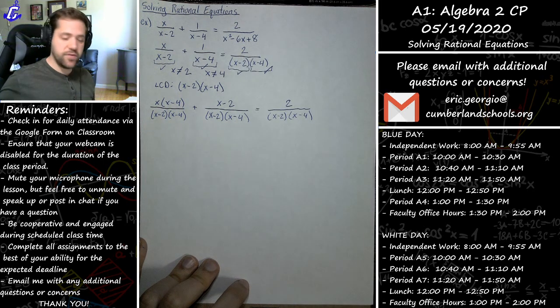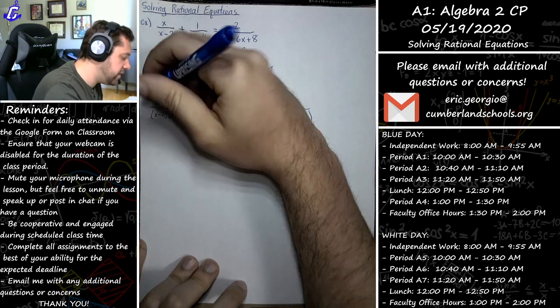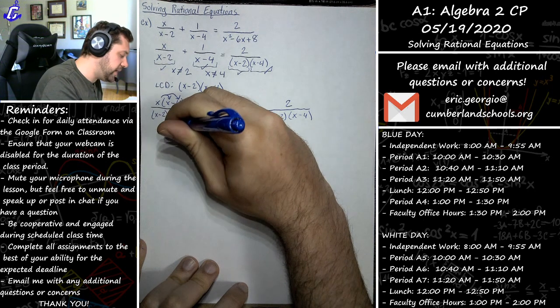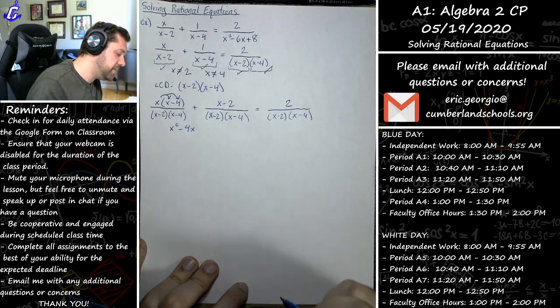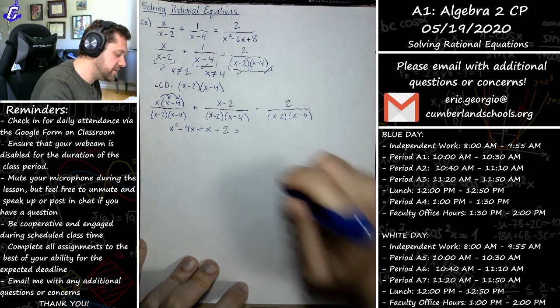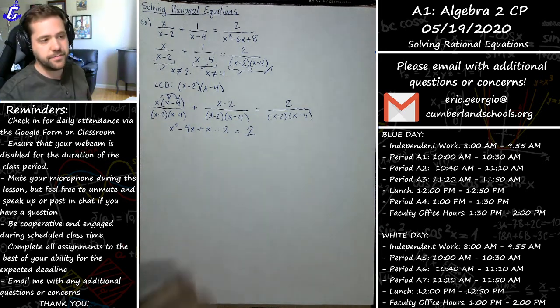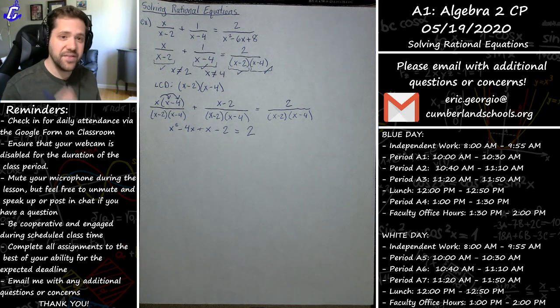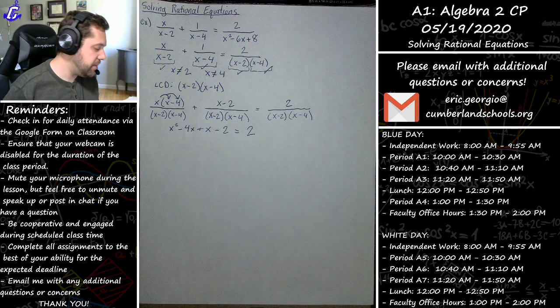Now that your denominators all match, we can just focus on those numerators. We're going to do a little bit of distributing in that first term. I'm going to get x squared minus 4x. Here I got plus x minus 2 is all equal to 2. Any questions as to how I got to this point at all? Please, please, please, if you have a question, let me know. All right, doesn't seem like it. So let's keep pressing on.